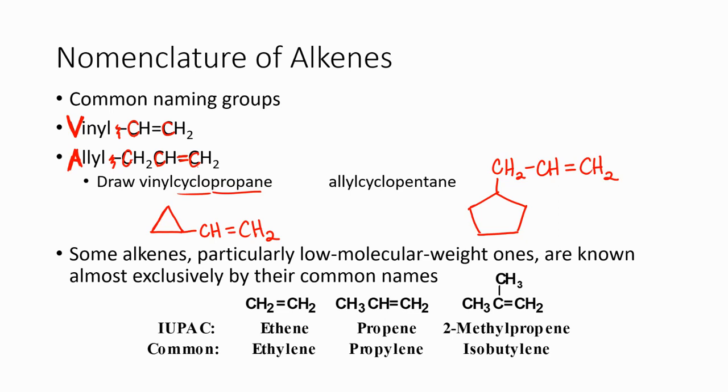Now, when it comes to common naming, there are some alkenes, particularly the smallest ones, that are called almost exclusively by their common names. So ethene is often referred to as ethylene, propene is often referred to as propylene, and 2-methylpropene is often referred to as isobutylene. So those are good common names to just have some familiarity with.